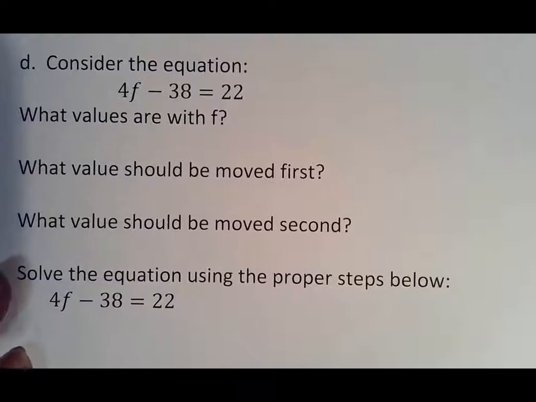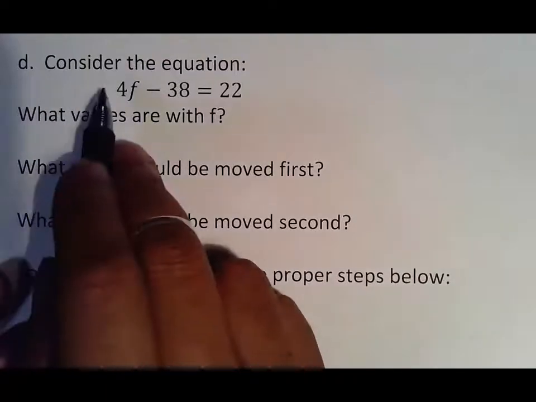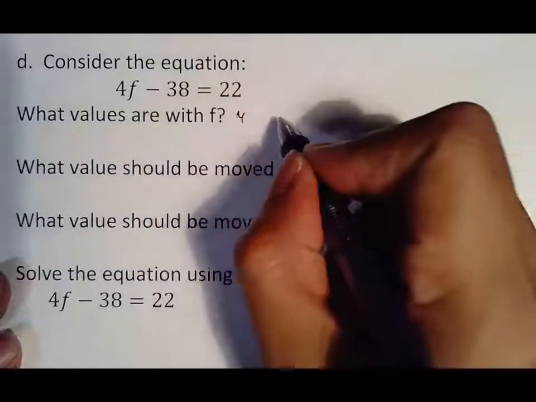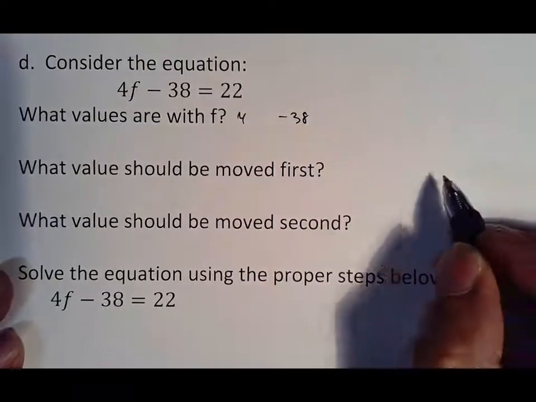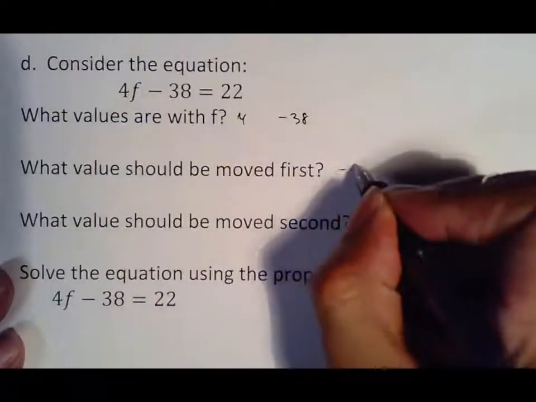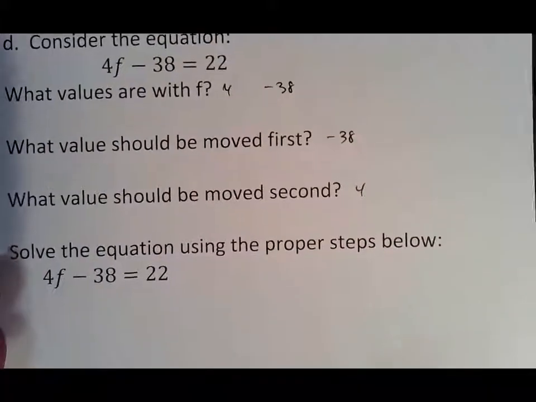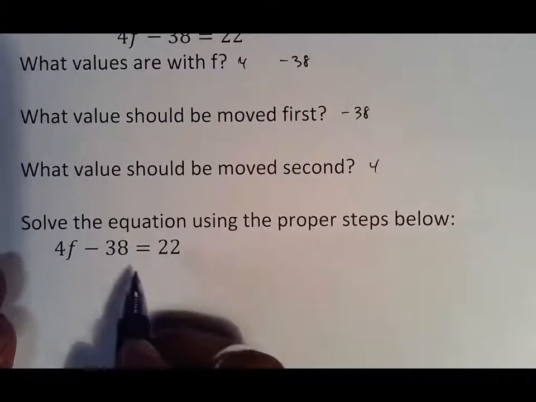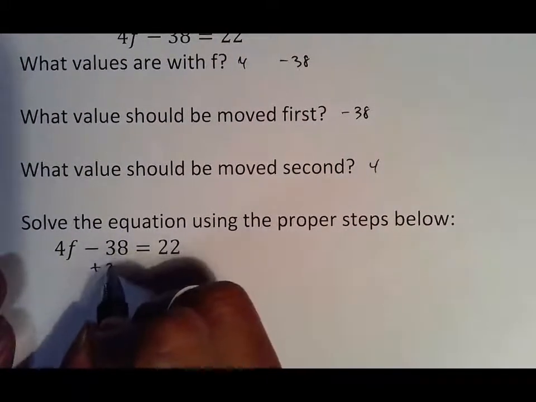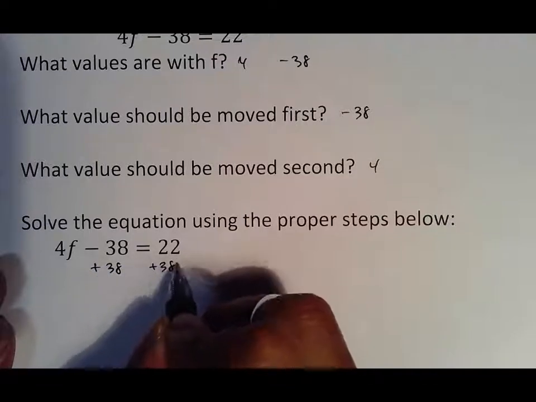4f minus 38 equals 22. Again, what values are with f? 4 is one of them. Negative 38 is the second one. Remember that the added or subtracted value goes first. The multiplied value goes second, at least in this chapter. So here, if you want to move the minus 38, we're going to put plus 38 here, plus 38 there.